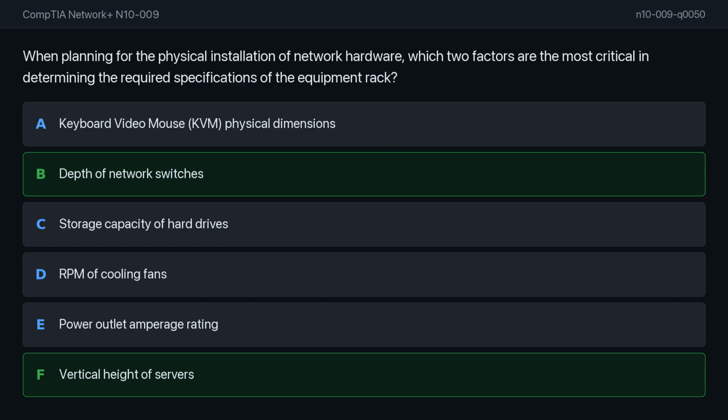Similarly, the physical depth of a switch or chassis is crucial, as the rack must provide enough depth to house the device while leaving room for cable management, proper airflow, and ensuring that rack doors can close.